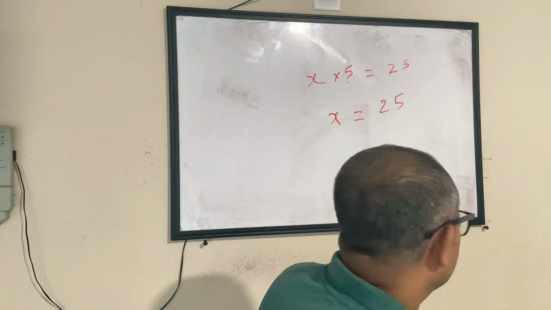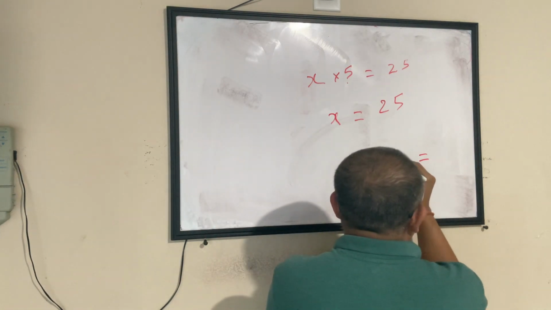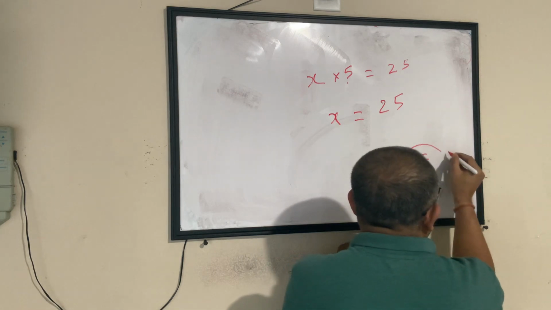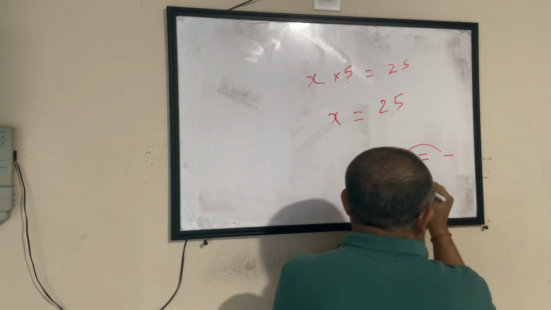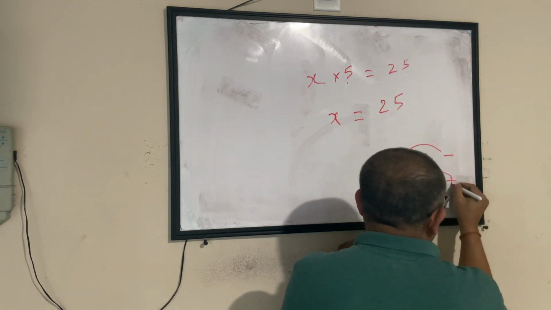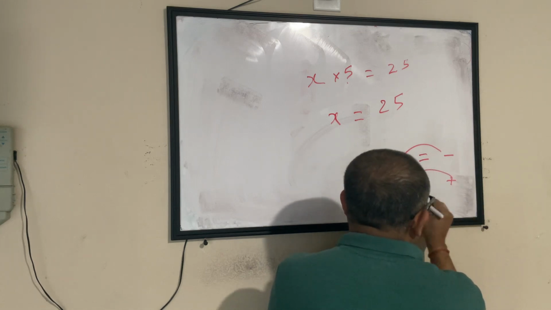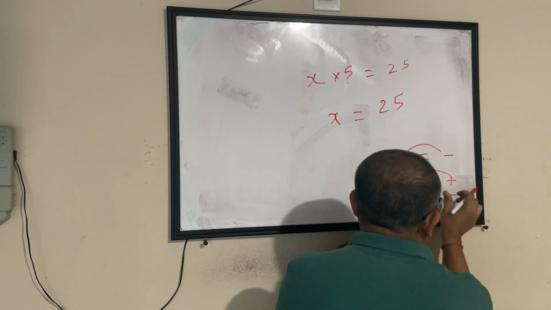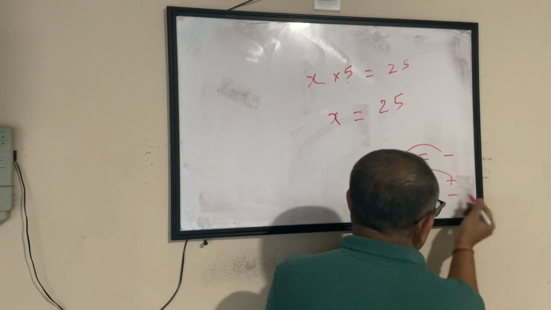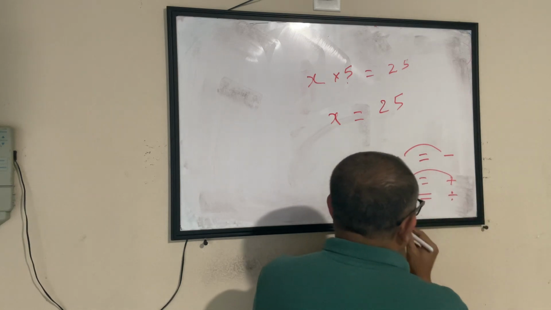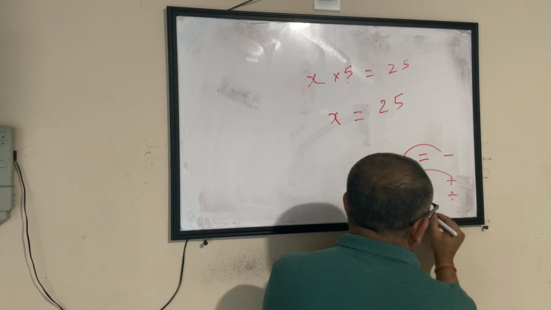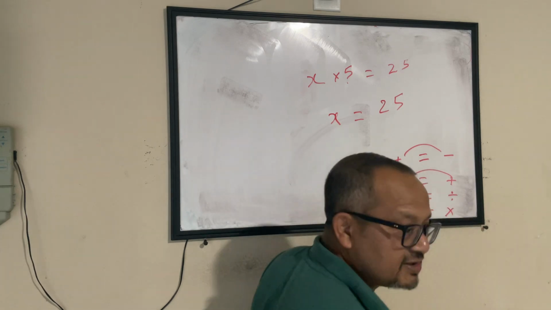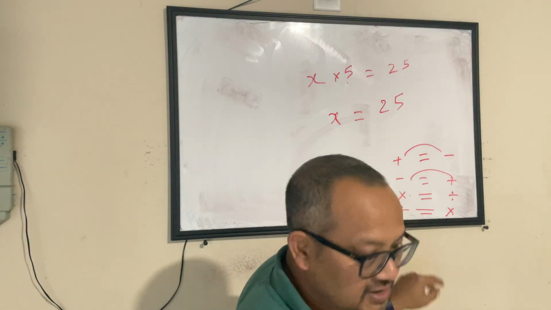So, remember this thing. If you have an equal to sign, if you move a plus to the other side, it becomes minus. If you move a minus, it becomes plus. If you move a multiplication to the other side, it becomes division. If you move a division to the other side of the equal to sign, it becomes multiplication, okay? That is how you have to remember this.